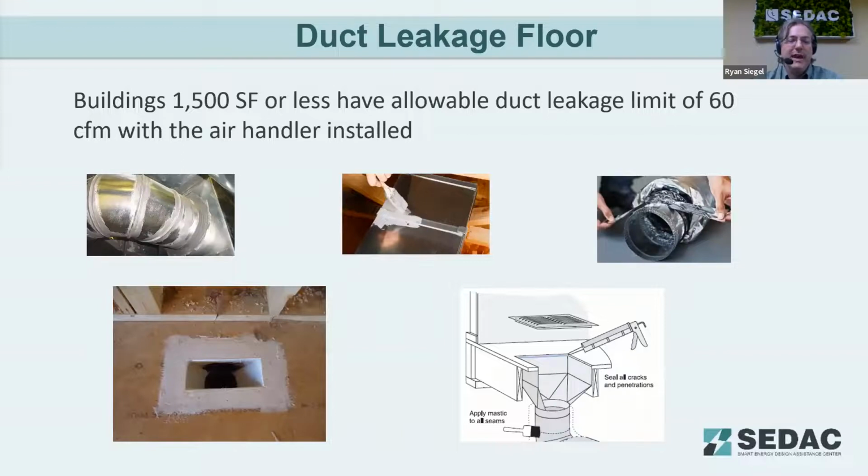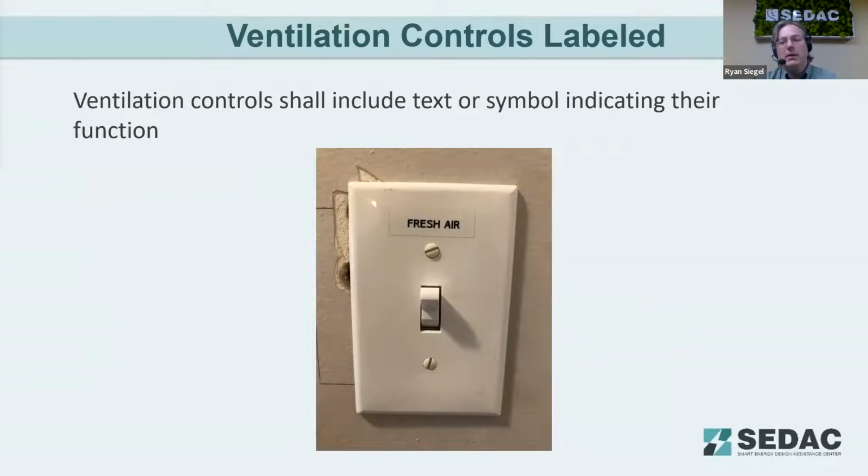Also, Illinois is proposing to add a floor for duct leakage. Understanding as you get very small buildings, trying to reach the very tight limits can be difficult. So there's a floor of 60 CFM for allowable duct leakage. So this is for your smaller buildings. Ventilation controls have to be labeled, including a text or symbol indicating their function. This is one way to do it, is just go ahead and label that switch fresh air. Do people like fresh air? Yes, I would like to keep that on.